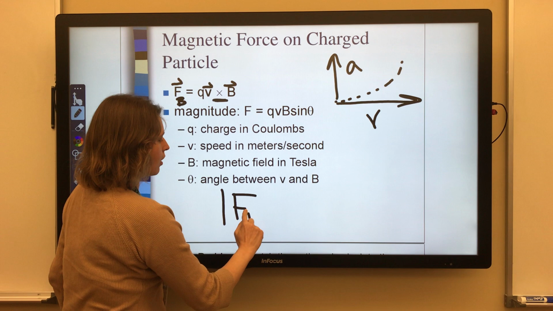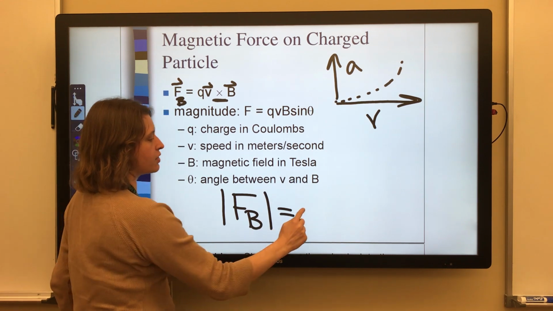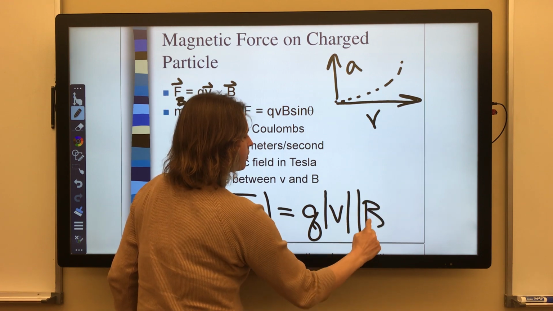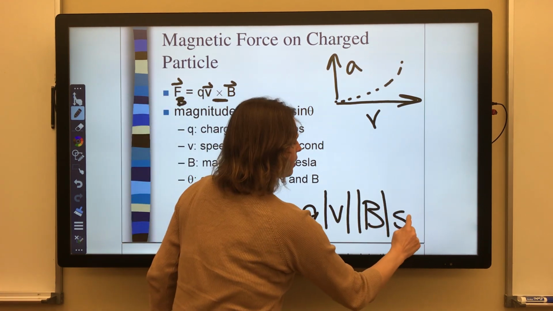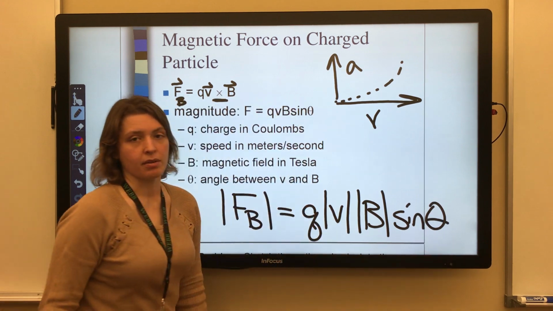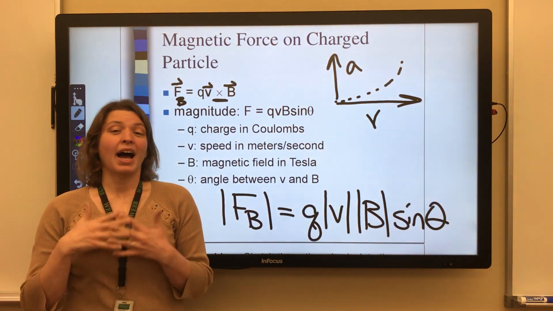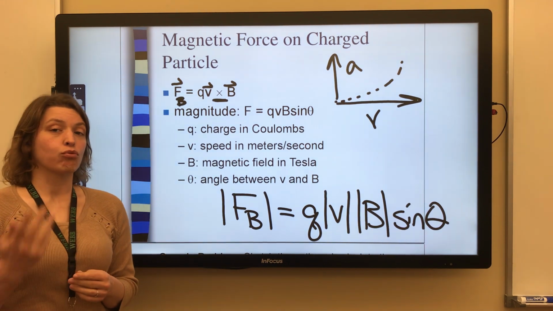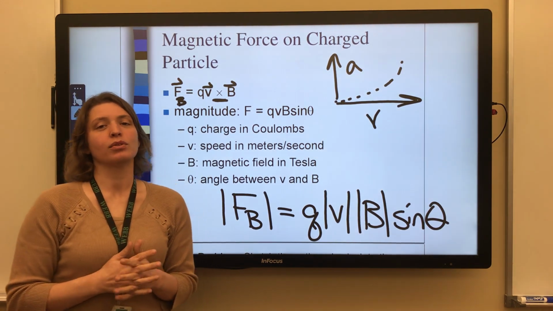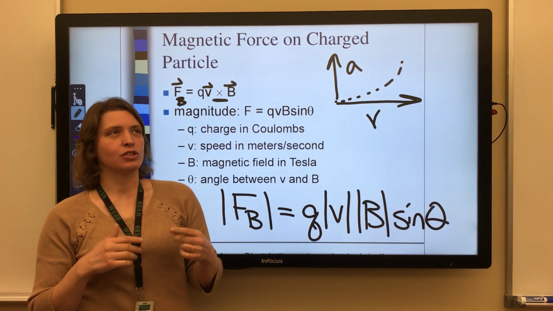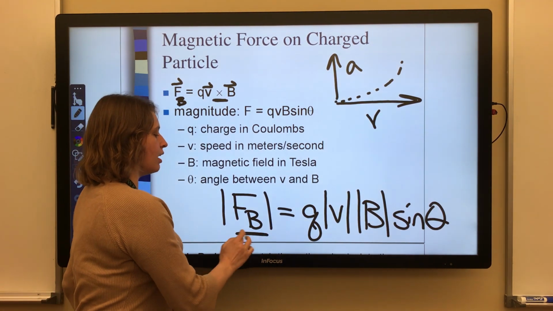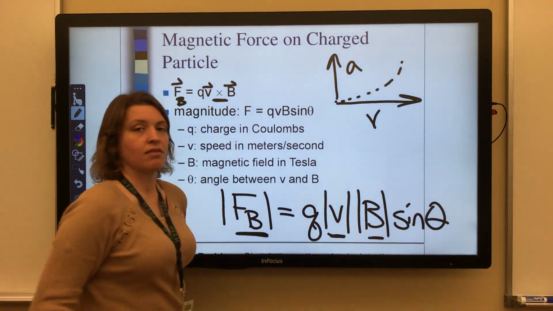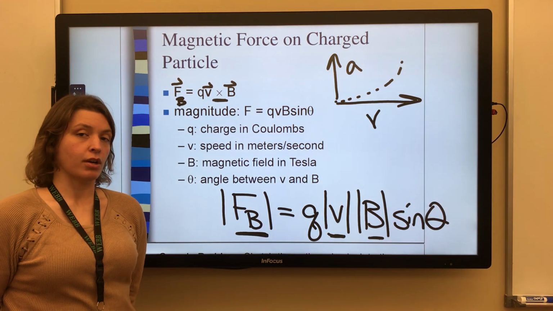So the magnitude of that magnetic force is going to be Q times the magnitude of V times the magnitude of B times the sine of the angle between them. So then I can get the magnitude of that force. I would have to know the direction by doing a cross product or understanding the right-hand rule. So we're going to talk about the right-hand rule today. It's a way of determining what the direction of the product vector is if you know the direction of the first and second vectors that you're multiplying together using the cross product.